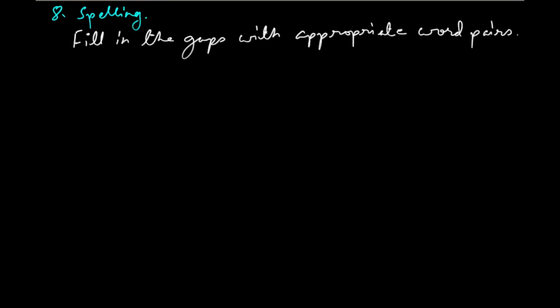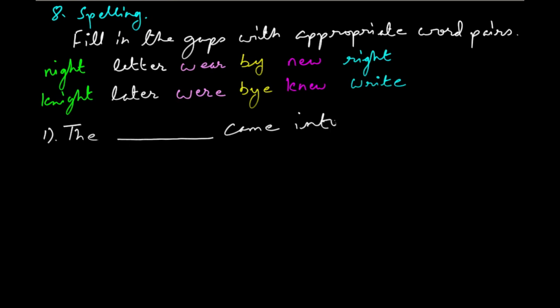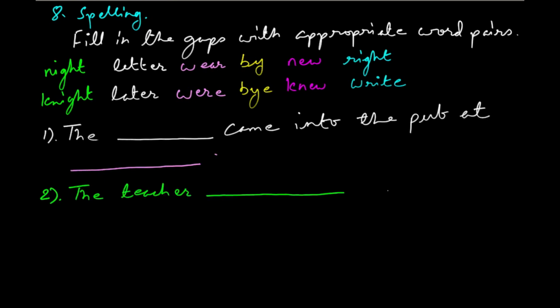First of all, this is number 8, spelling, and then fill in the gaps with appropriate word pairs. As we have here, night. These are the options that are given: night, later, where, buy, new, right. They're all homophones. They're pronounced the same, the meaning is different and their spelling is different. Okay, now the first number, the blank came into the pub at, here we go, to the teacher. That the boy was a, that the boy was a.